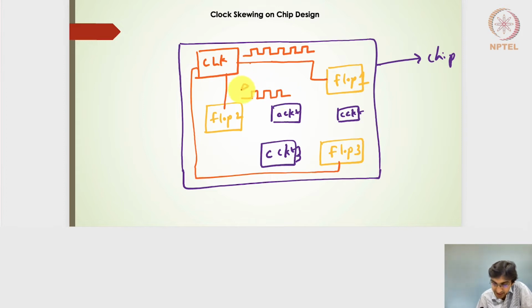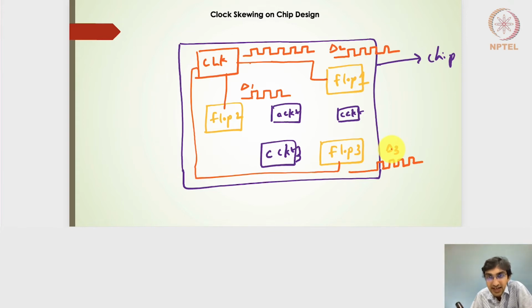Right. So I'll write that the delay will be delta 1 for flop 2. Here in flop 1, there will be a slight delay again, and I'm going to write it as delta 2. And in flop 3, it will be the maximum delay, so I'll write it as delta 3. And notice that delta 3 is very, very large compared to delta 2 and delta 1.